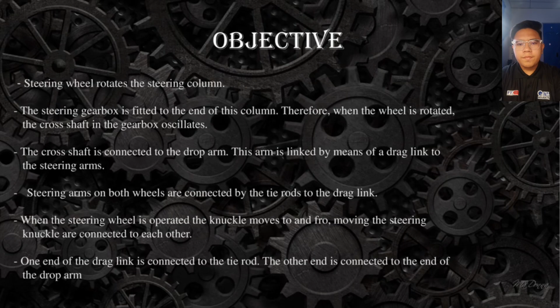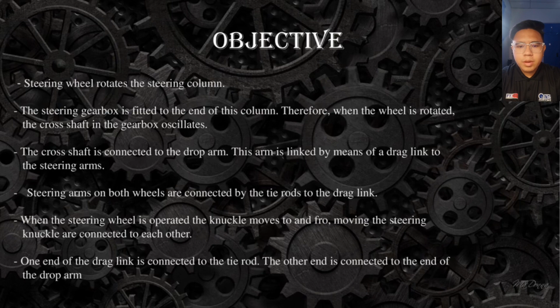So the objective for power steering: first, the steering wheel rotates the steering column. Second, the steering gearbox is fitted to the end of the column, and when the wheel is rotated, the cross shaft in the gearbox oscillates. Third, the cross shaft is connected to the drop arm. This arm is linked by means of a drag link to the steering arms. The steering arms on both wheels are connected by the tie rods to the drag link.